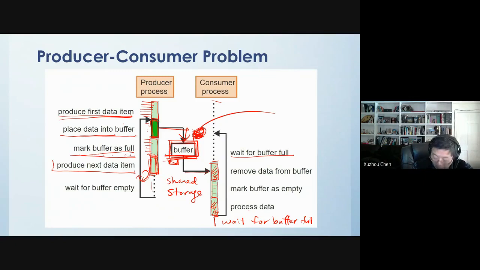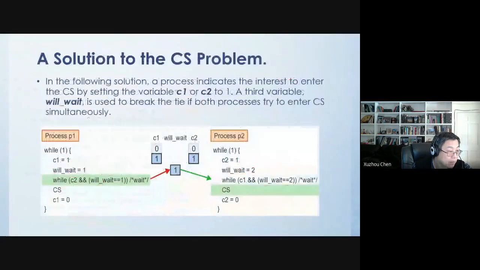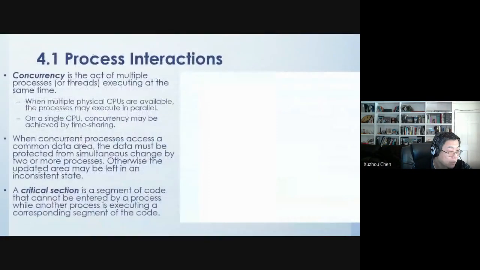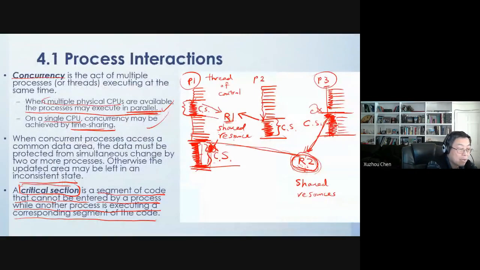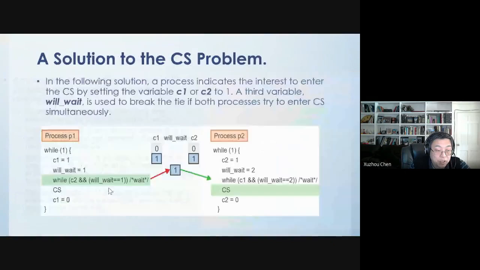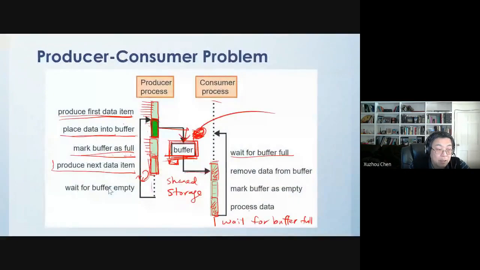Critical section is defined as a segment of code that cannot be entered by another process. So the critical section is the piece of code in each process that is going to access the shared data, but the critical section is not the shared data itself. So what is the critical section?